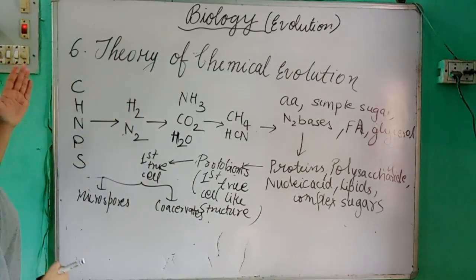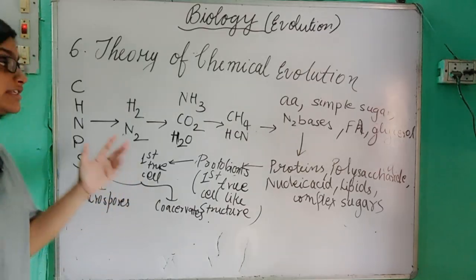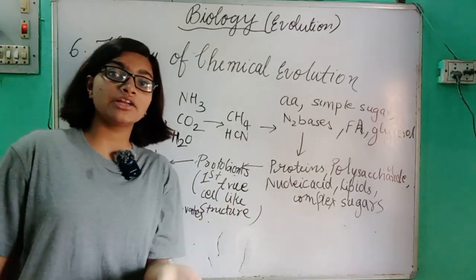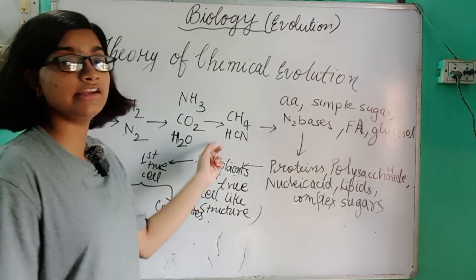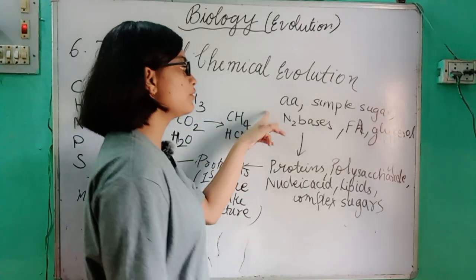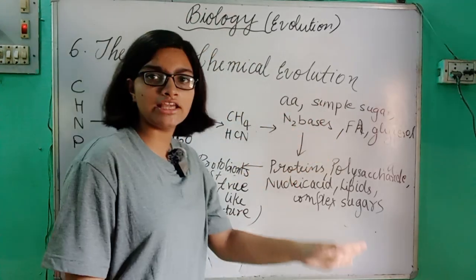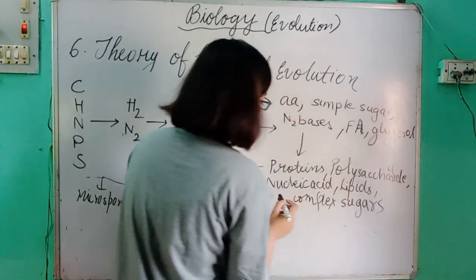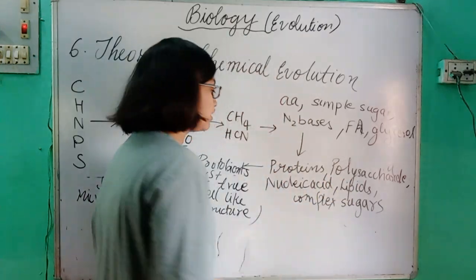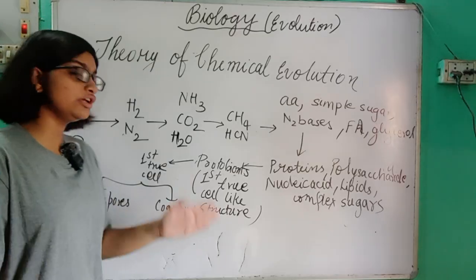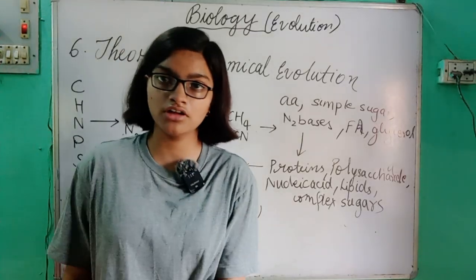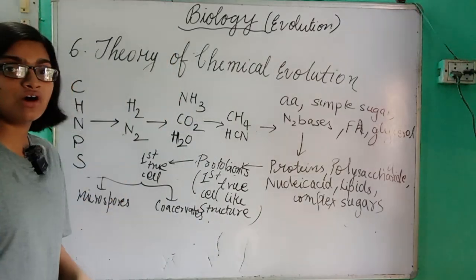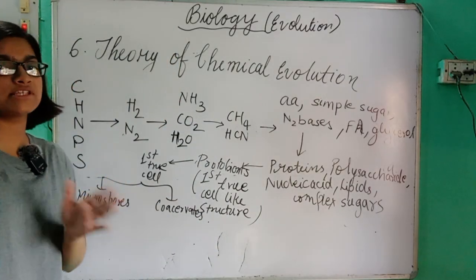So they said that there is carbon, hydrogen, nitrogen, phosphorus, which led to the formation of hydrogen and nitrogen gas, and ammonia, carbon dioxide, and water vapor formed, which later reacted and led to the formation of methane and hydrogen cyanide, which later reacted and led to the formation of amino acids, simple sugar, nitrogen bases, fatty acids, glycerol. Then, which later reacted and led to the formation of protein, polysaccharides, nucleic acids, lipids, complex sugar, which further reacted and led to the formation of protobionts, the first true cell-like structure. They were not the first true cell, but the first true cell-like structure. Then the first true cell was formed. Then later on, microspheres and coacervates were formed.